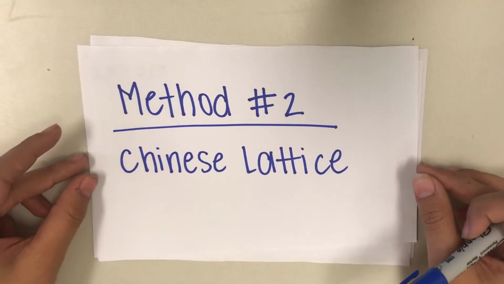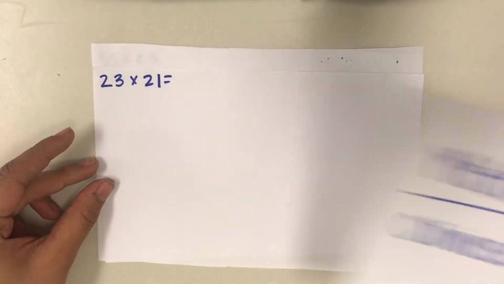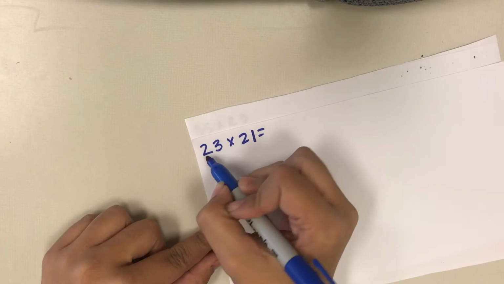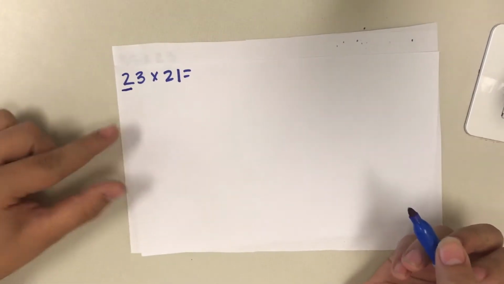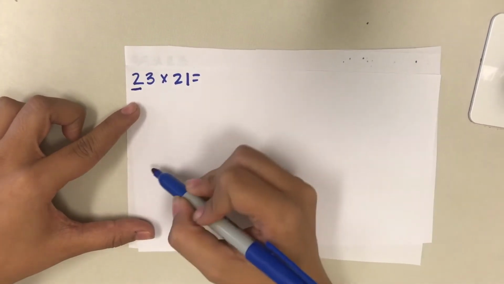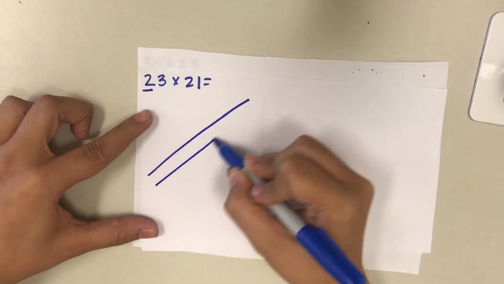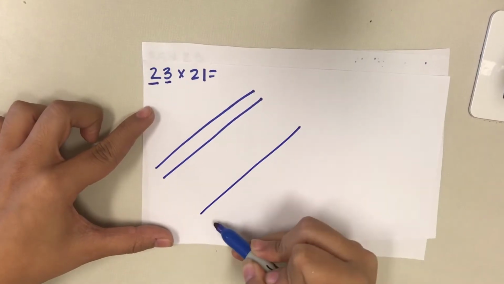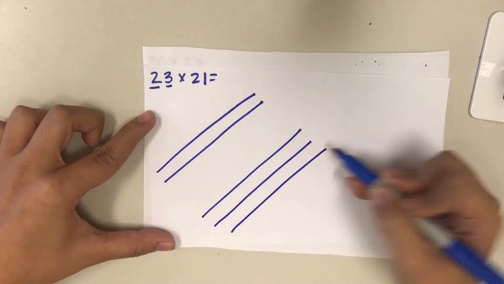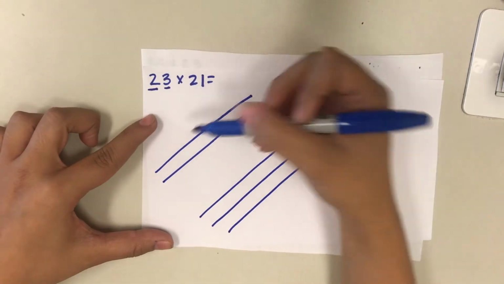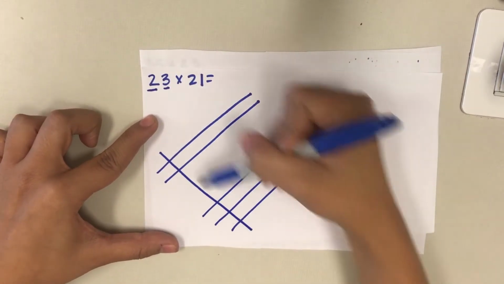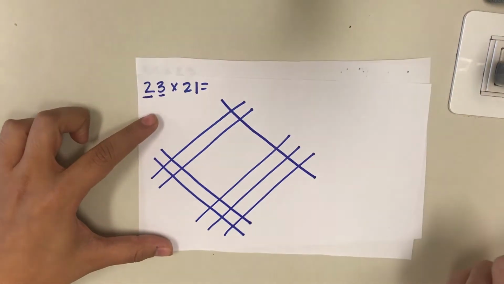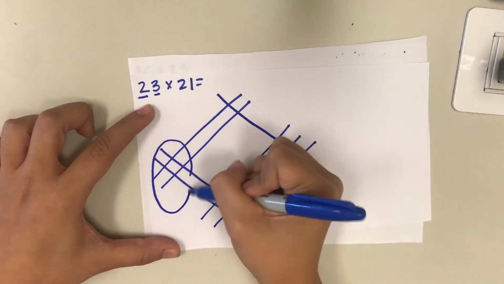For the second method, we're going to be looking at the Chinese lattice. So for our first example, we're going to be doing 23 times 21. So the first number we're going to use is a 2. So you're going to go from left to right and draw 2 lines. The second number is 3. So you're going to draw 3 lines. For the number 21, you're going to start on the other side and make the 2 lines for the 21. And then lastly, 1 line. Then we're going to be looking at these 3 areas.